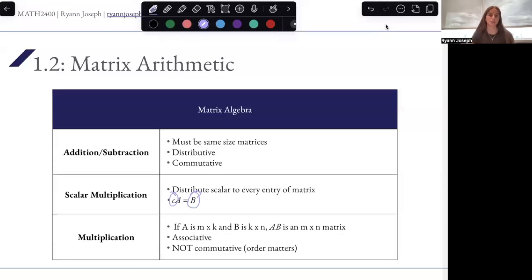Matrix multiplication is where things get gross. I personally hate matrix multiplication, but it is unfortunately something you're not going to be able to bypass in this class. You're going to have to be able to do matrix multiplication.